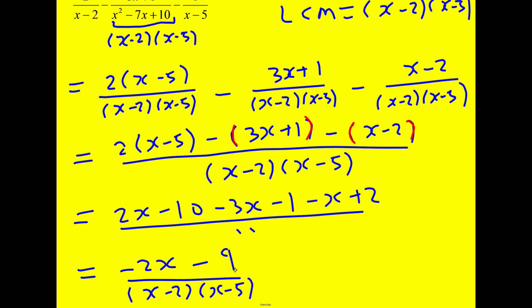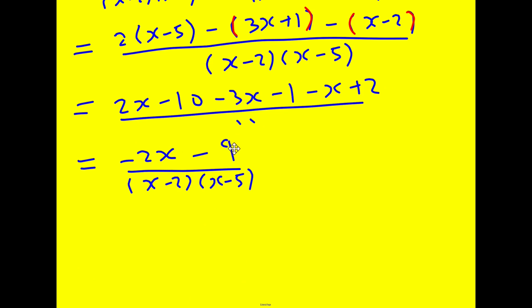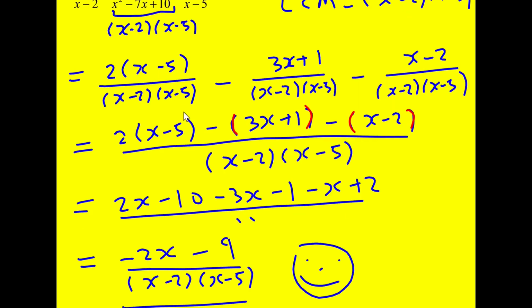In this case, I can see there's no common factor. I could take a minus 2 out, but I'm going to get 4.5 here. So that is our answer. That is our lesson on adding and subtracting rational functions.